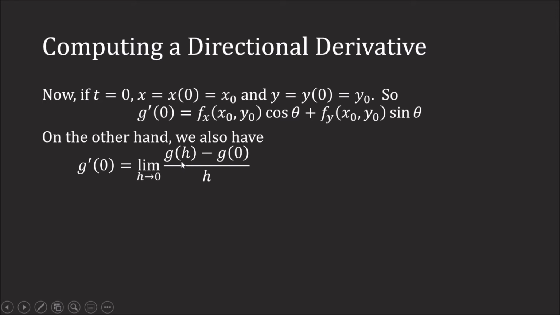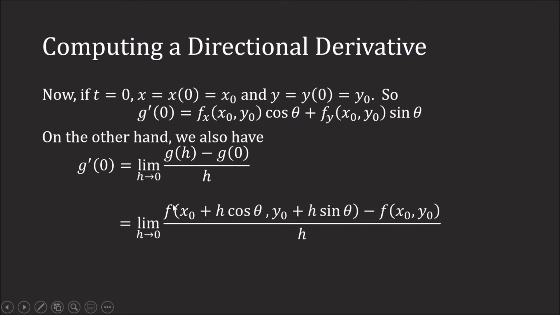Well, remember what g of x was. So g of h would be f of x naught plus h cosine of 0, comma y naught plus h sine of 0, minus f of x naught y naught, all over h. But this is the directional derivative of f at x naught y naught in the direction of u. And so we've now determined a way that we can actually compute a directional derivative.